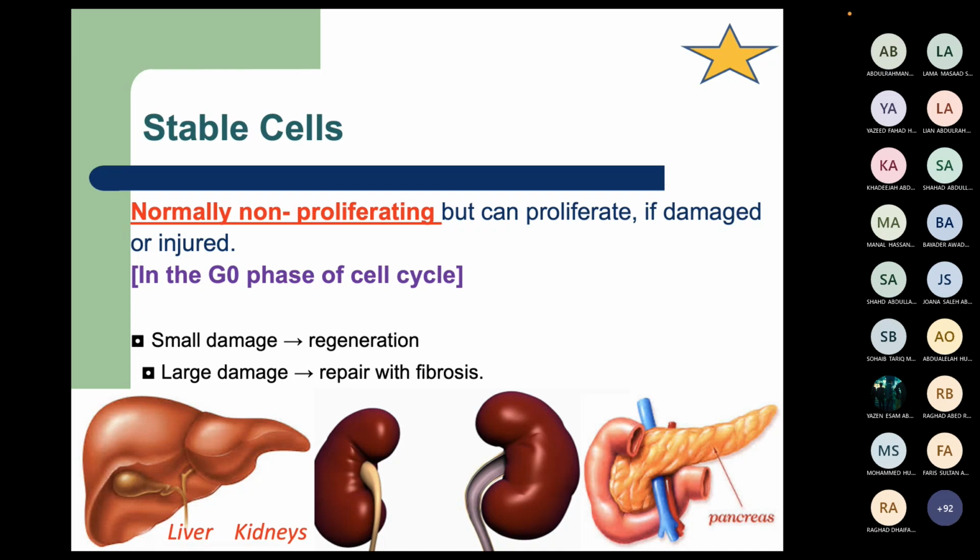These cells are in the G0 phase of the cell cycle. They are there quietly sleeping, quiescent cells. They can divide only when there is a requirement. So they are in the G0 phase of the cell cycle.